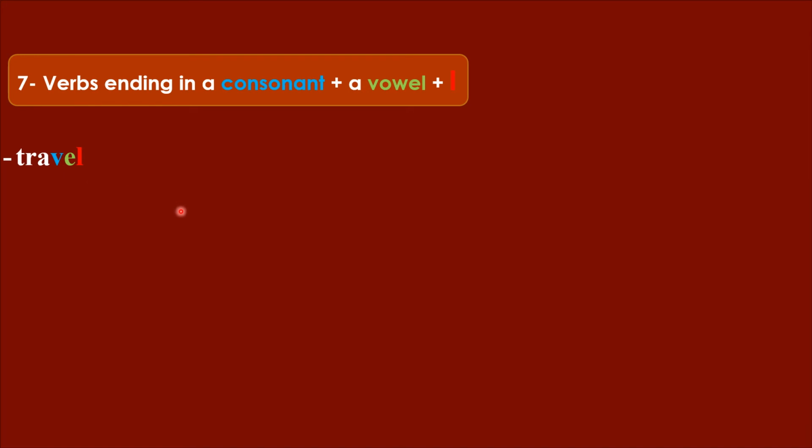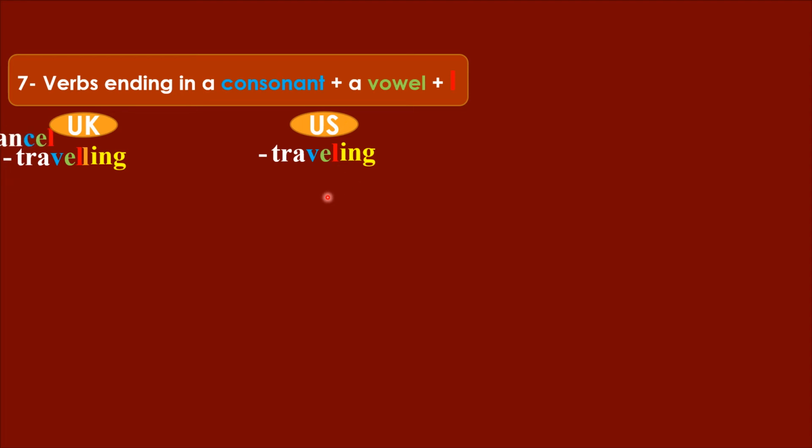Okay. In this case, in British English, I'm going to double the L and add ing. We have British English and American English. In British English, the British people double the L and add ing. In the USA, in American English, we just add ing without doubling the L.